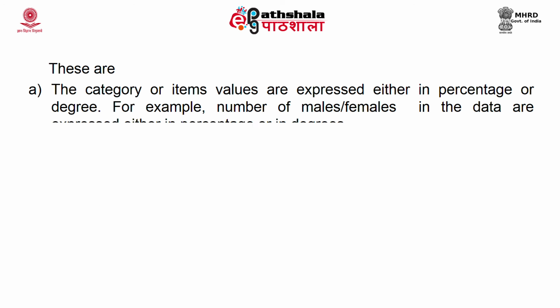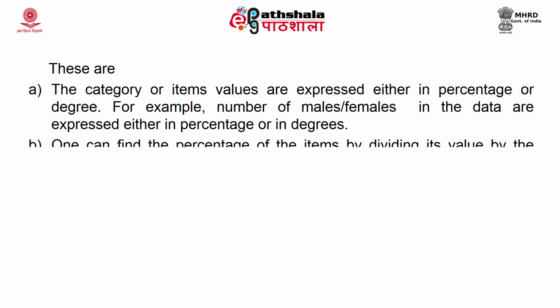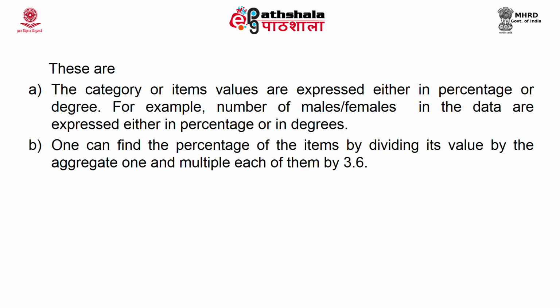First, the category or item values are expressed either in percentage or degree. For example, the number of males and females in the data are expressed either in percentage or in degree. Second, one can find the percentage of the items by dividing each value by the total value and multiplying each by 3.6 for degree purposes.